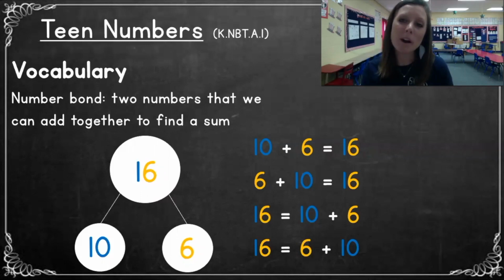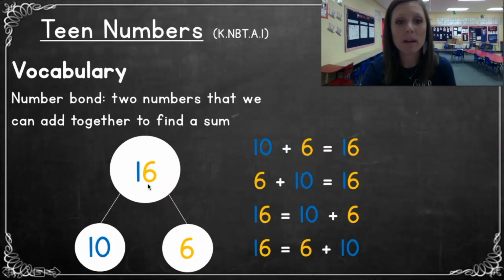But a number bond is when we have numbers that are strongly connected. They're very much hooked together. And if we take away one of them, our number bond is not connected anymore. So a number bond for today's video is the two numbers that we can add together to find a sum.